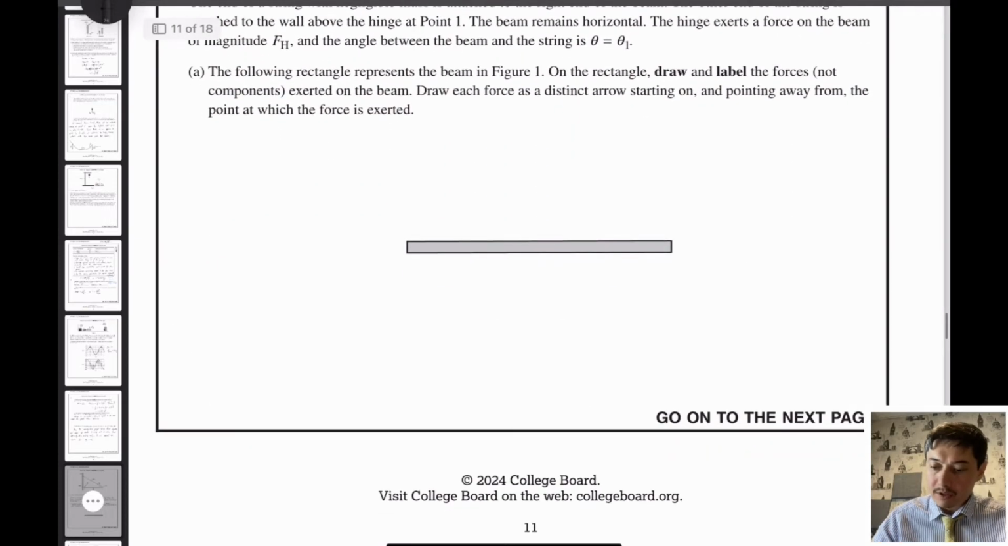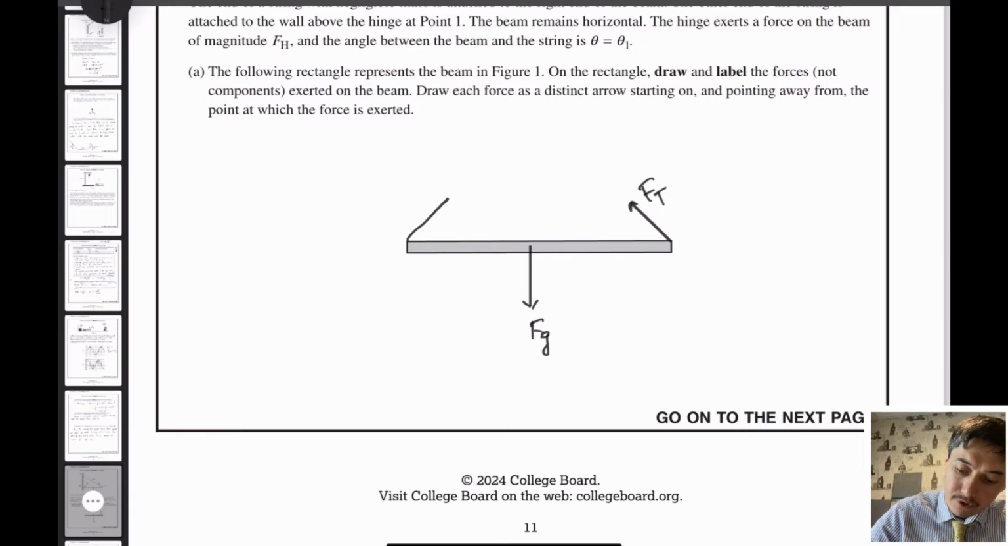So on this figure we will one more time show these forces. Gravitational force from the center down, tension force along the string, and the force exerted by the hinge as shown here.